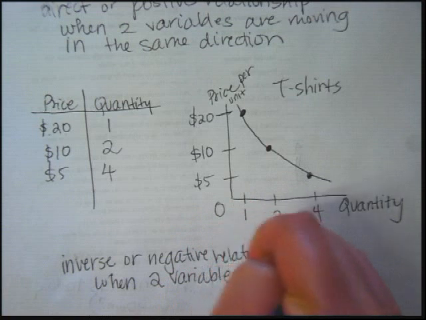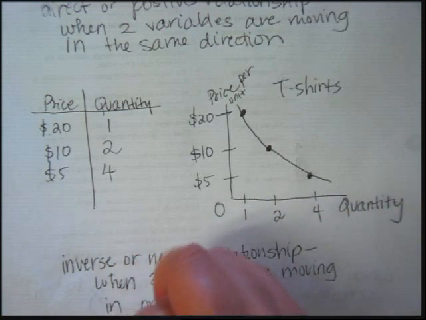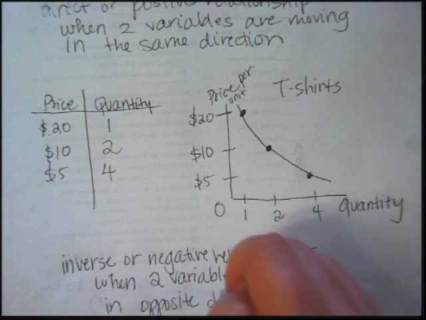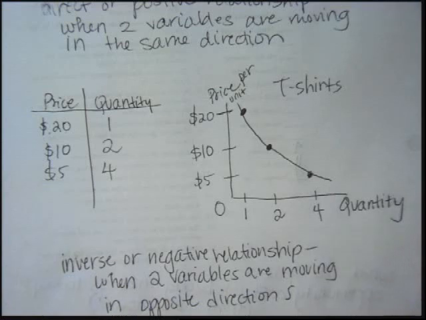It's when two variables are moving in opposite directions. Remember X and Y before? They were both going up, right? 1, 2, 3. Here we've got price decreasing, going from 20 to 5, but quantity is increasing, 1 to 4, right? So they're doing opposite things. When you have two variables that are doing opposite things, that's the linear relationship, what it's going to look like.